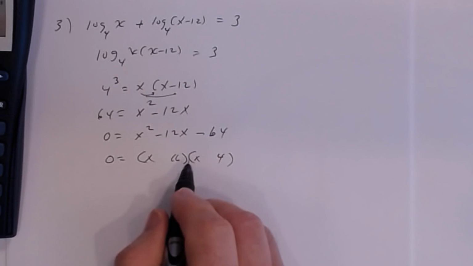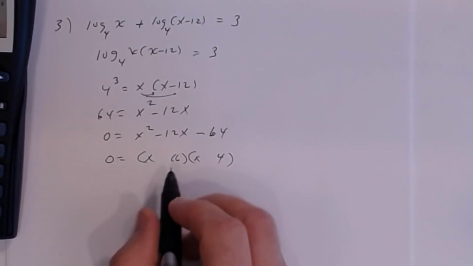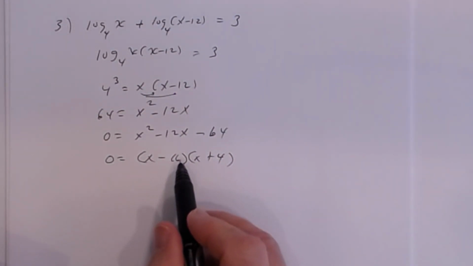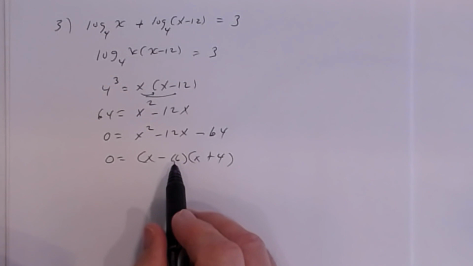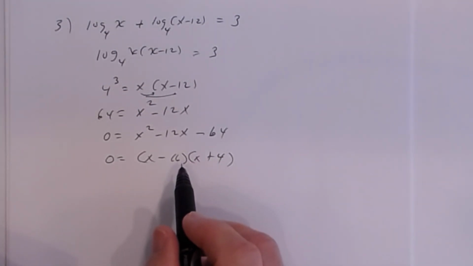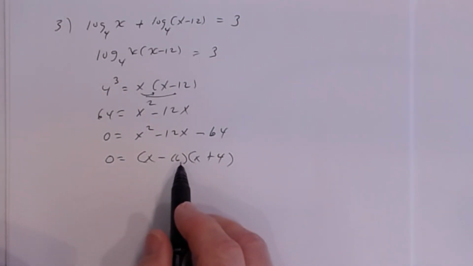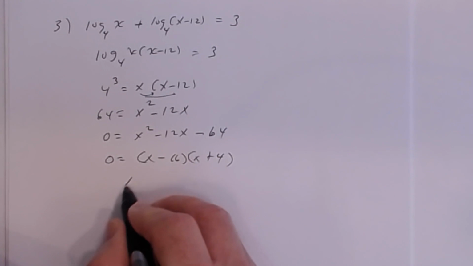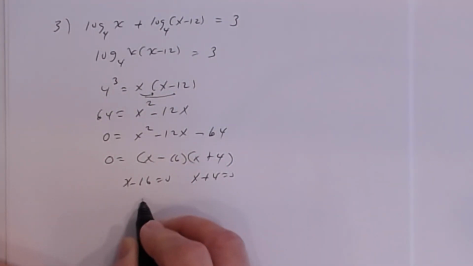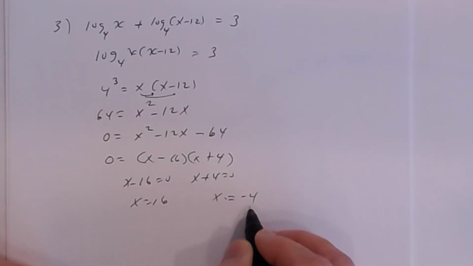And remember, the last sign's negative, so these have to be different, and the larger will be the negative. So this has to be negative, this has to be positive. And double check, negative 16 times 4 is negative 64. The outer is 4x, the inner is negative 16x. When I add them up, I get negative 12x. Now, once you factor, you're going to set each of those factors equal to 0. So x minus 16 equals 0, x plus 4 equals 0. And you solve for x. x equals 16, x equals negative 4.